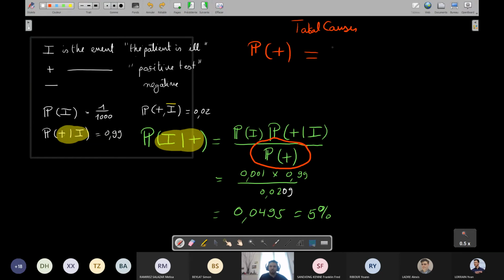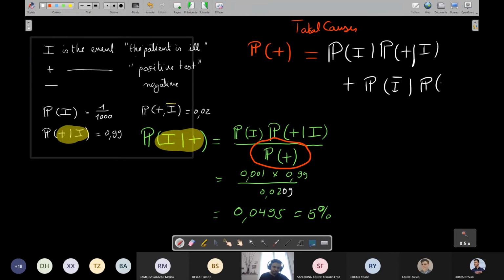That was an important thing. So the probability of plus is the probability of being ill, the probability of I, times the probability of getting a positive test given that we are ill, plus the probability of not being ill times the probability of having a positive test given that we are not ill. Okay, thank you.